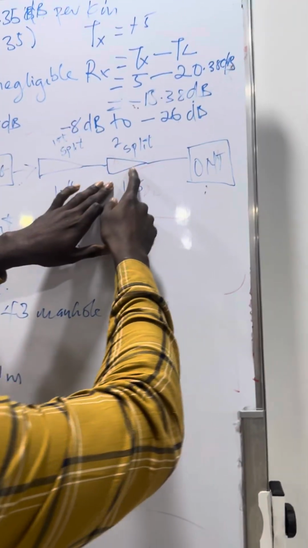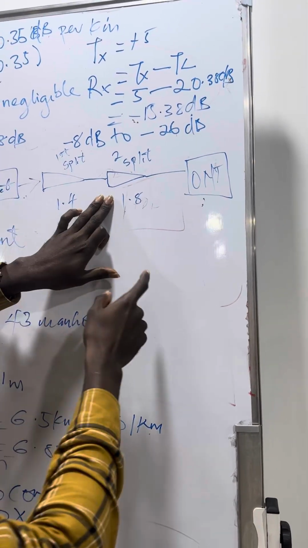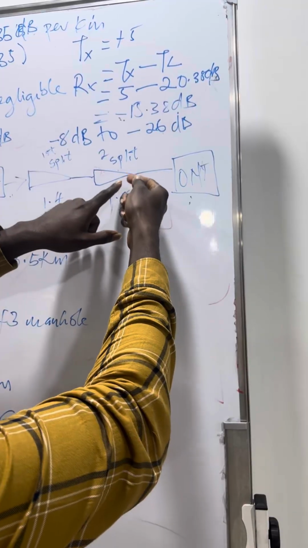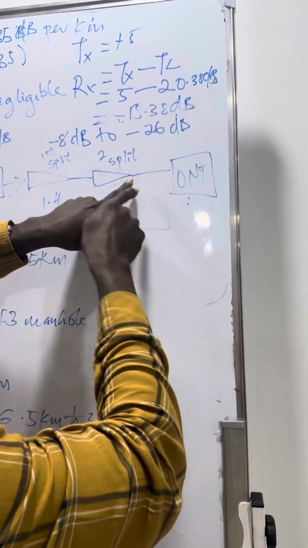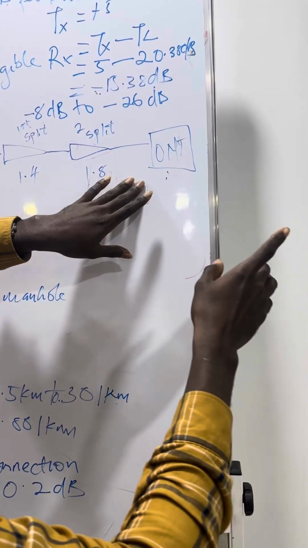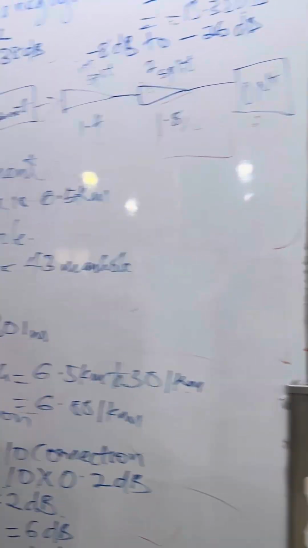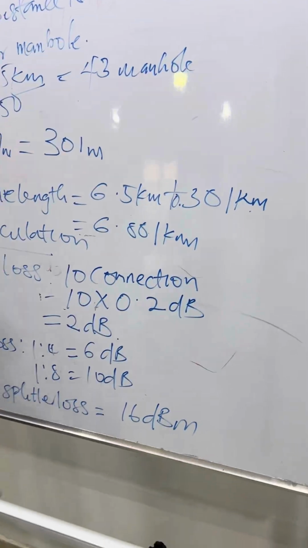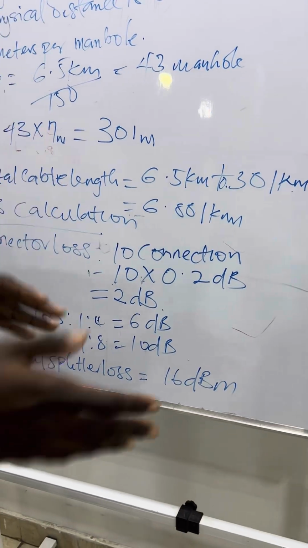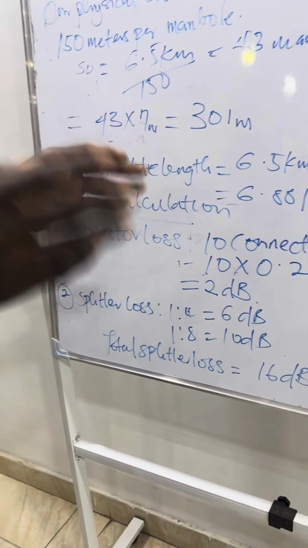Then the same thing happens there, the 2 connections that I explained. That is 9. Then the one taking it out from this place is coming to the ONU. So that is another connection, making a total of 10 connections. So that 10 connections is what we have here. And we know for every connection there is always a 0.2 dB loss.